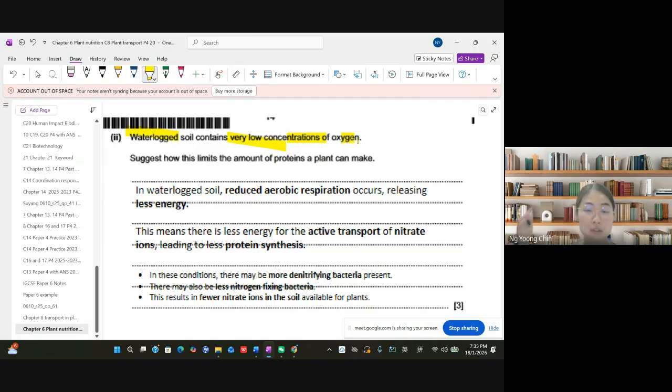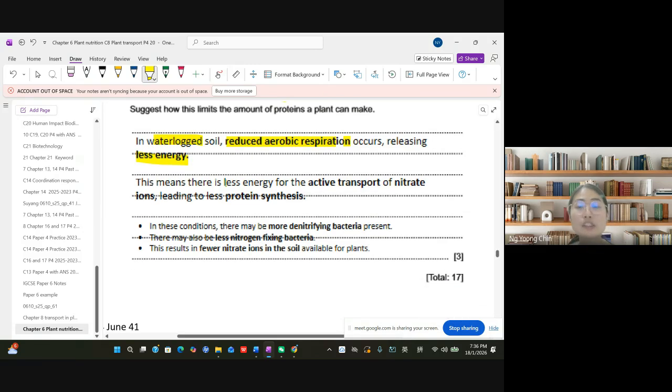But the problem is you have a lesser amount of oxygen. Okay, so that's why in the waterlogged soil, you should say that there is a lesser amount of oxygen. So that's why you need to say reduced aerobic respiration occurs. So that's why you have less aerobic respiration, right? So that's why you release less energy. Okay, so less energy is available for the active transport of nitrates.